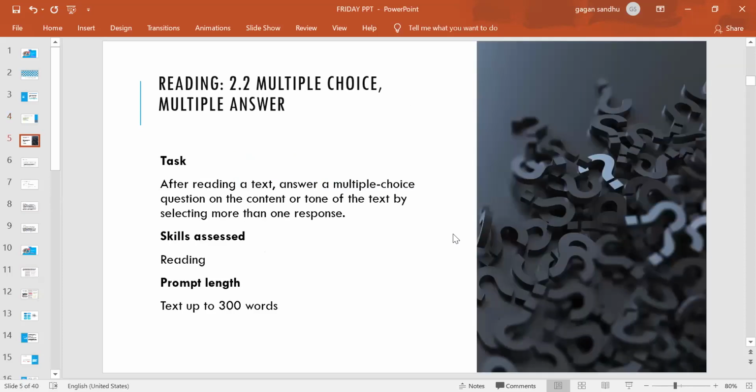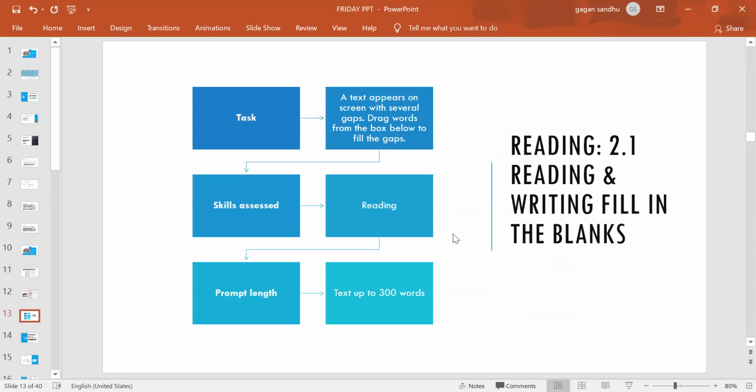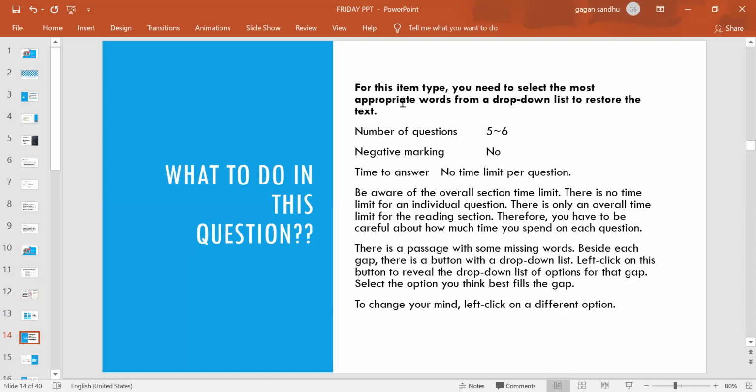Now, let's talk first about reading and writing, filling in the blanks. Here the number of questions will be the highest compared to all item types in reading. There will be 5 to 6 questions, and every question will carry around 4 to 5 blanks. Suppose on average we get 5 questions with 5 blanks in each, so the marking is 25, right? This is why this got the highest score in the reading.